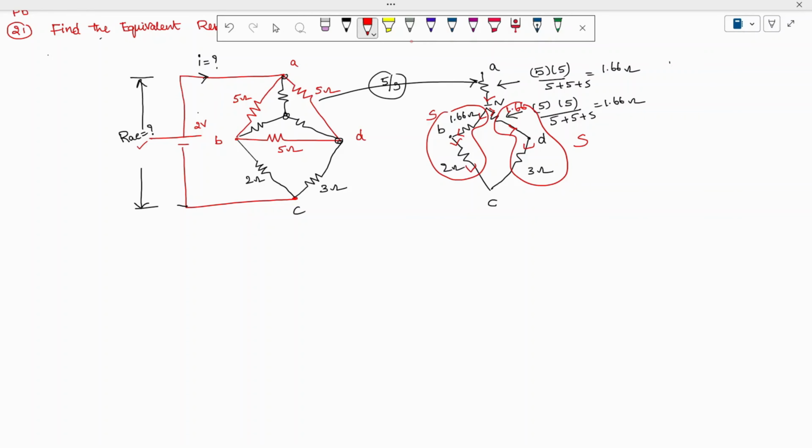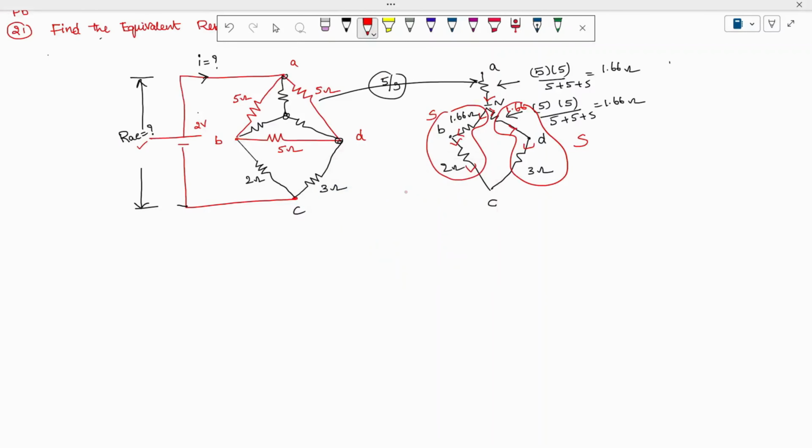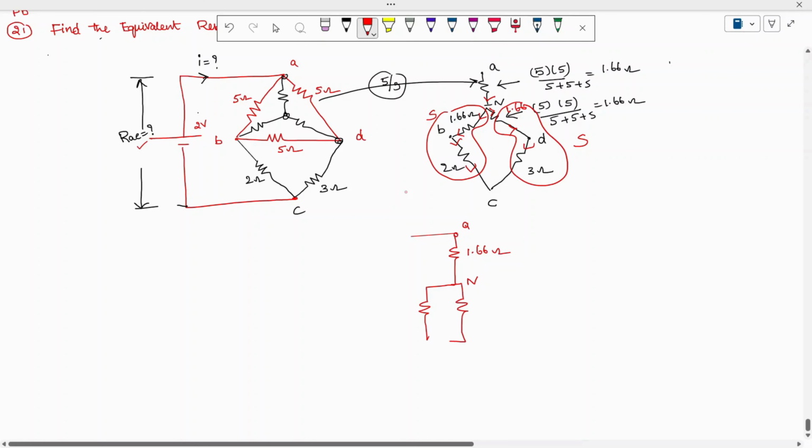So now I'm going to redraw the diagram. At A, we are having only one resistor. The value of it is 1.66 ohms, and we are reaching a neutral point. And you can see these two are connected in series. Whenever they are connected in series, this is nothing but the sum of resistors. Therefore, you are going to get one branch here, and you are going to get another branch here. This is nothing but the C point, the end point.